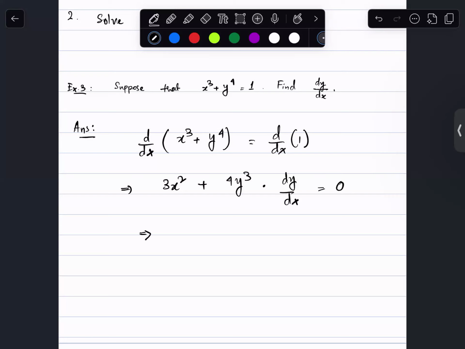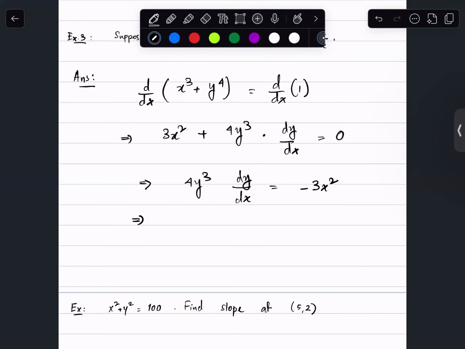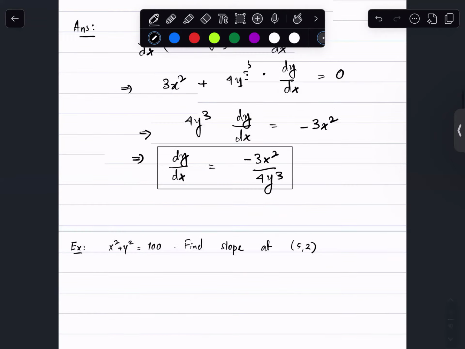And then I am doing the arithmetic to separate out dy dx on one side. So I subtract 3x squared to get this, and then I divide by 4y to the third to have dy dx alone on the left hand side. So I get this as my final answer. Okay, cool.